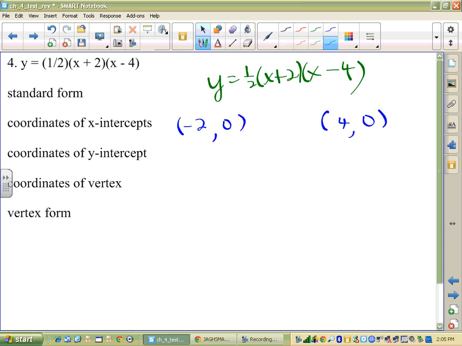The rest of this question, I'm not going to lie, it takes some time. The vertex: h is (p plus q) over 2. Well, my p is negative 2. My q is the 4. So that's 2 over 2, so that's 1. So the coordinates of the vertex are 1, something.